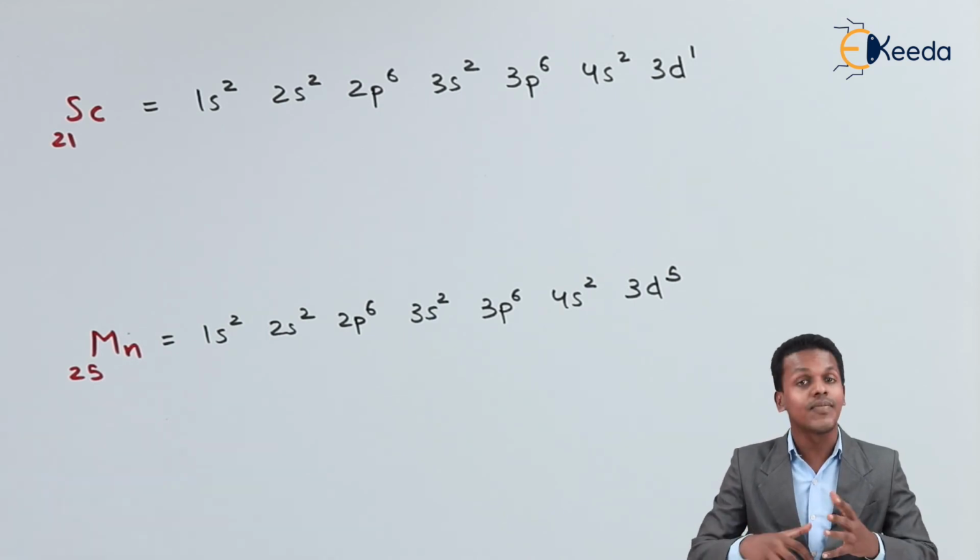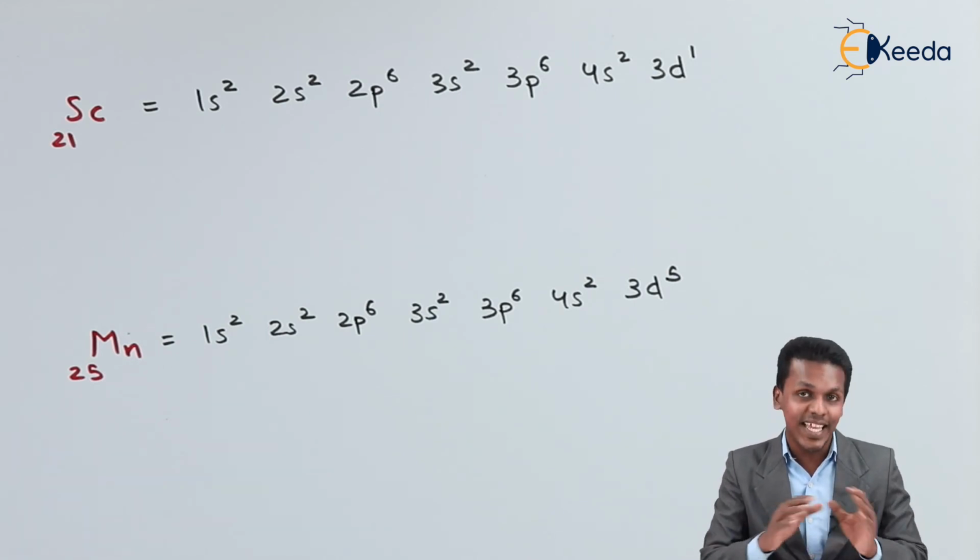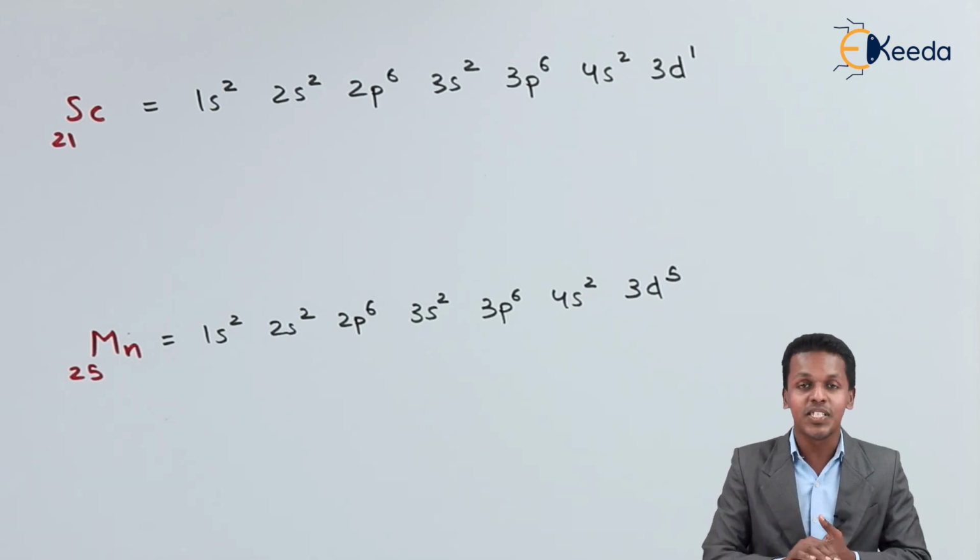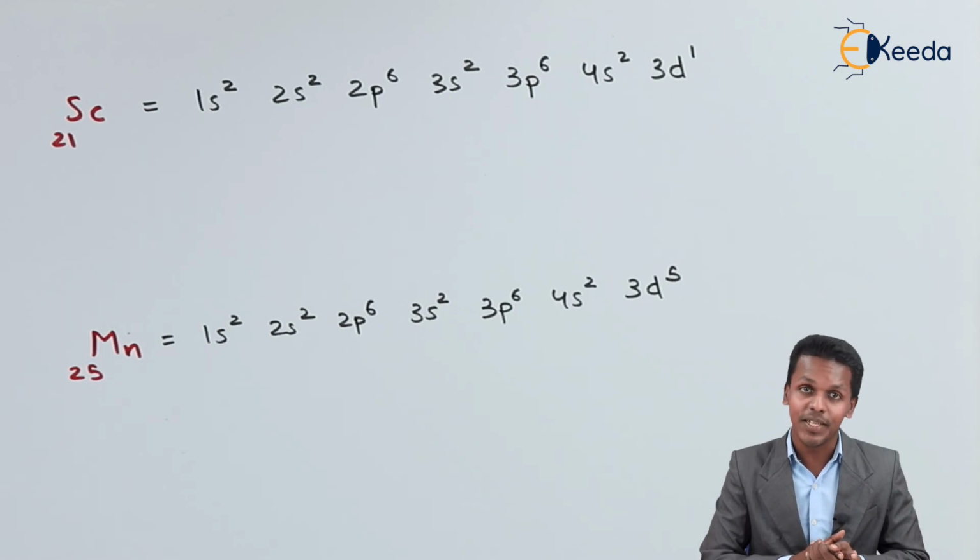Similarly, we can find out the electronic configuration of all the elements based on Aufbau's principle as well as Pauli's exclusion principle and Hund's rule of multiplicity.